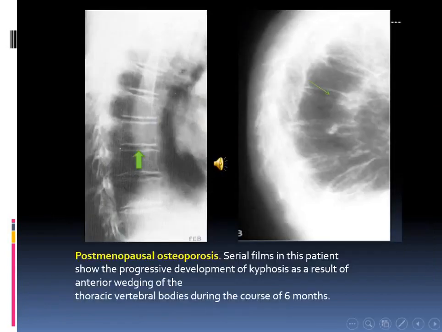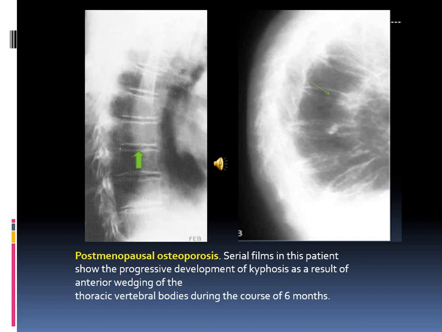Plain X-ray here is taken for the thoracic spine in postmenopausal women. On the left side we can see that there is generalized decrease in the bone density in the thoracic spine, so the end plates appear slightly denser than the vertebral body. This happens because of the postmenopausal changes that affect the bone density.